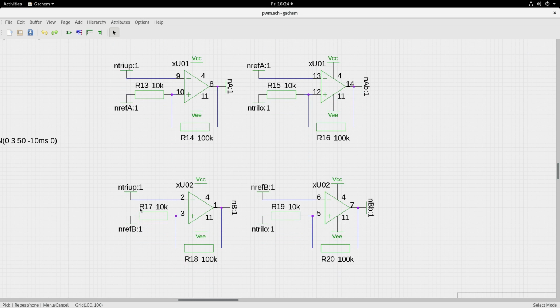Likewise, for the other arm, you use the reference B, compare with the triangle upper carrier, and you will get PWM B, and then use the reference to the minus and the triangle lower to the plus, you will get PWM B bar. So these four signals you use to drive the switches: top, bottom of one arm, top, bottom of another arm. If these are given to the full bridge switches, they will generate the desired PWM waveform at the center of the bridge.